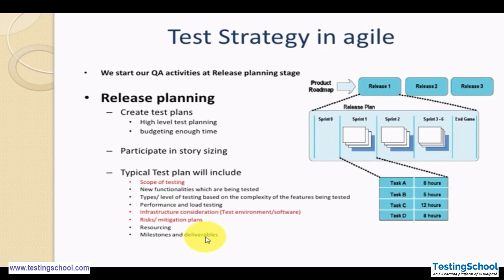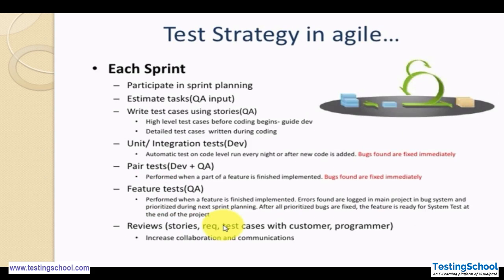So we decide all the things in our release planning. Let's move further. Inside that test strategy, after the release planning we have a sprint. In our sprint we have a sprint planning meeting, where we decide what we will cover in a sprint, which could be a 15-day cycle or maybe 3 weeks. And inside that we estimate our tasks.